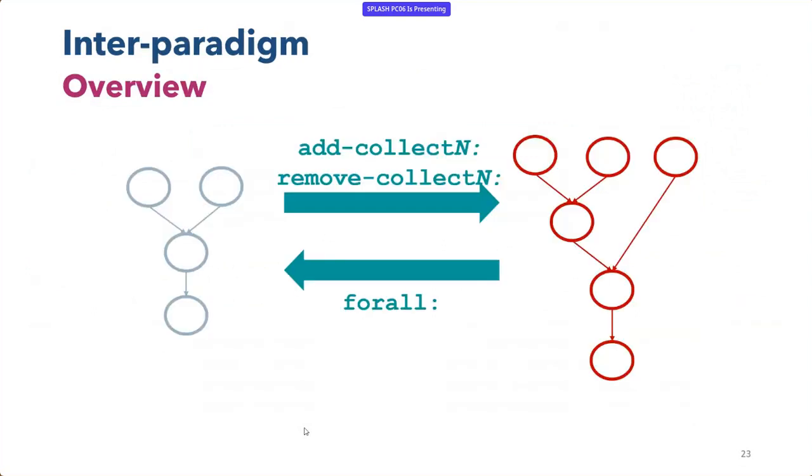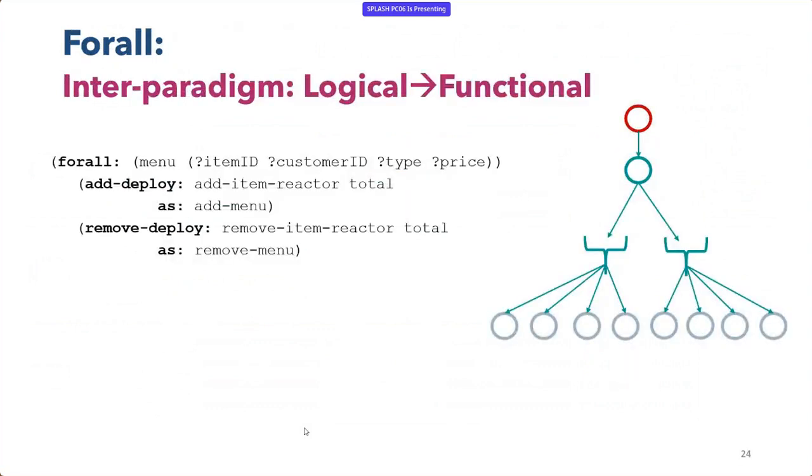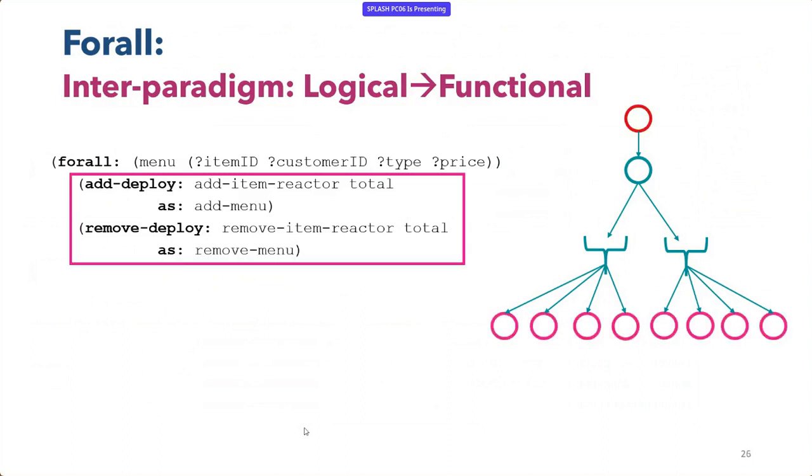And this is done by the forall operator and the collect operator. The forall operator will allow events to be propagated from the logical part to the functional part, and the collect operator will allow events to be propagated from the functional part to the logical part. So, how is this done? Well, the forall operator takes, just as in a rule, an event pattern, which will detect a certain logical event. This event is then propagated to a reactor.